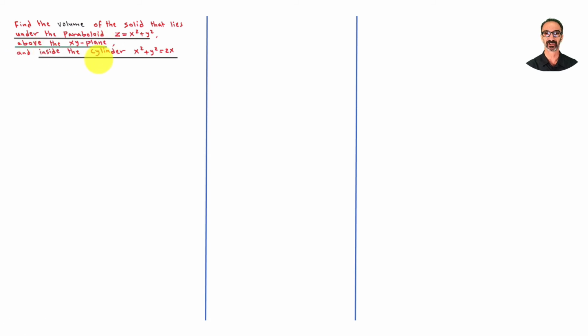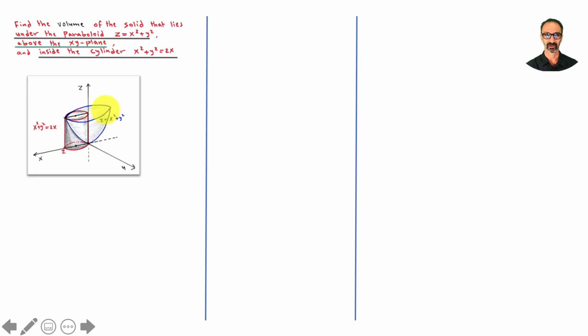And inside the cylinder. So under this paraboloid, inside the cylinder. Let me show you what I mean. This is a paraboloid, under it, inside this cylinder. Now why the cylinder is graphed this way, I'll show you more details. Z equals x squared plus y squared, that's the 3-dimensional paraboloid. This cylinder is x squared plus y squared equals 2x. Let me give you more details.